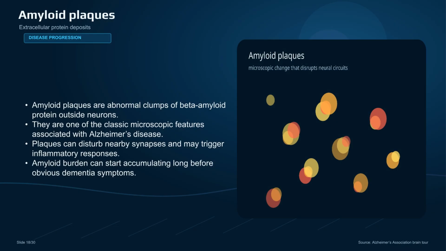Amyloid plaques are abnormal clumps of beta-amyloid protein outside neurons, a classic microscopic feature of Alzheimer's. Plaques can disturb nearby synapses and accumulate long before dementia symptoms appear.